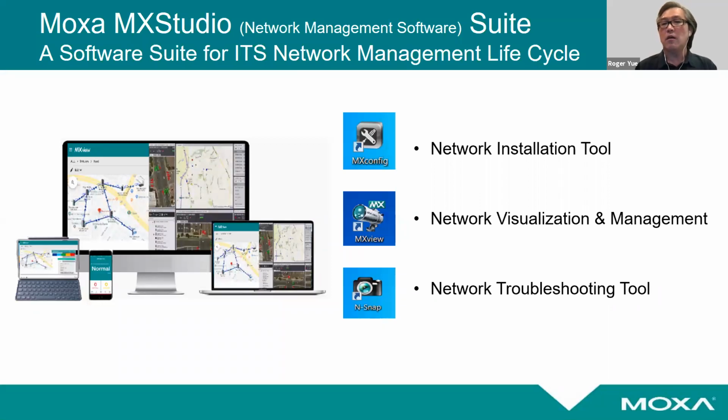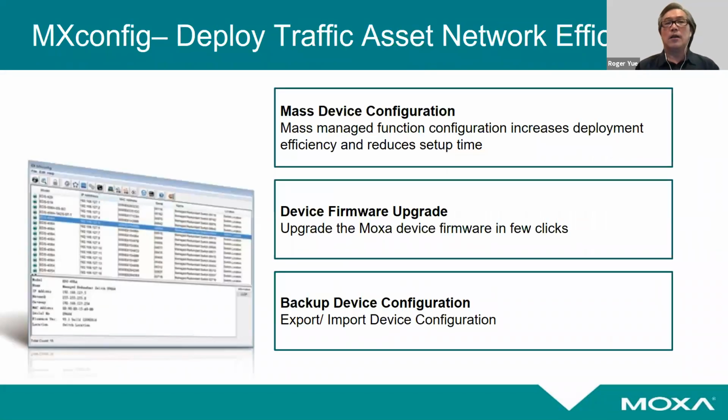The second one is called MXView. That is the one that increases your visibility about your inventory outside, the condition of the network outside, and the condition of your traffic assets outside. And the last one is called NMS. That is a network troubleshooting tool. If something happened two days ago, you may want to utilize this software tool to help you retrieve the historic data.